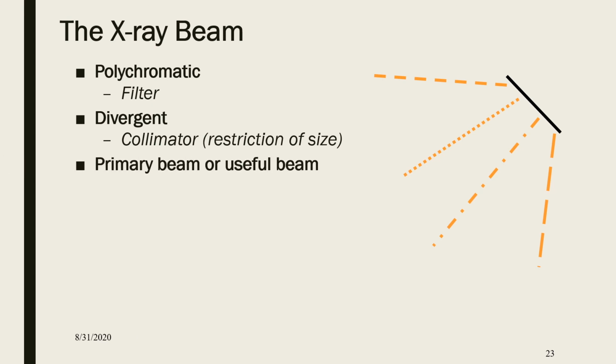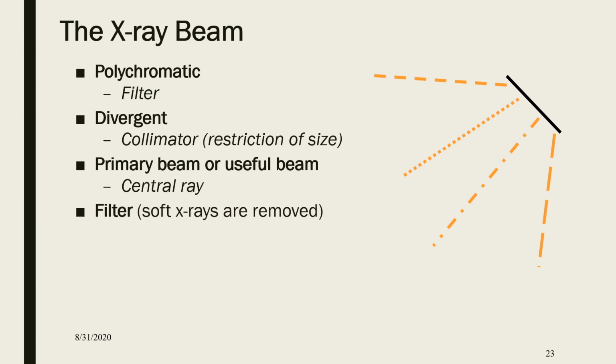So we've talked about the primary beam, or the useful beam. This is what is produced at the focal spot, and it is in a cone-shaped pattern. The center of the primary beam is called the central ray. A filter, also made of aluminum, is placed in the path of the beam to remove the soft X-rays and leave just the hard X-rays as the primary beam.